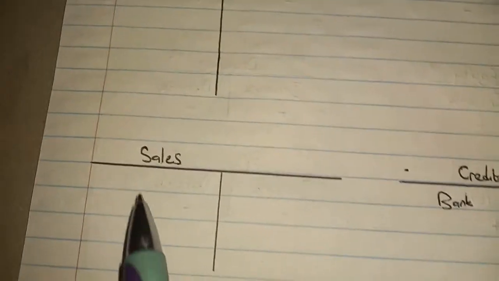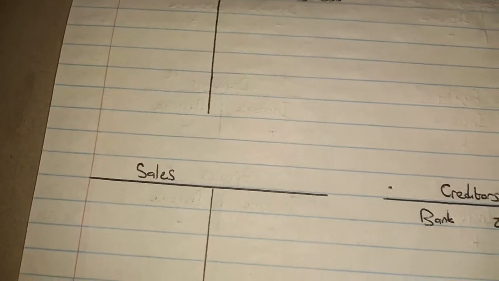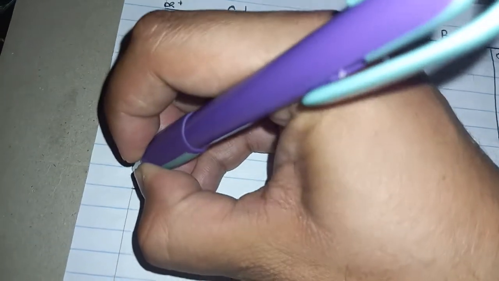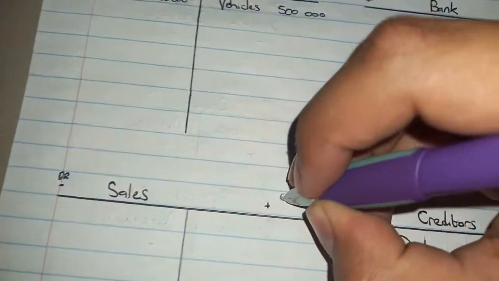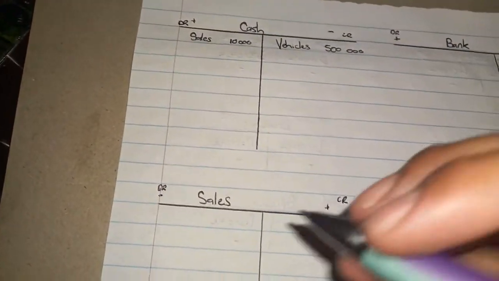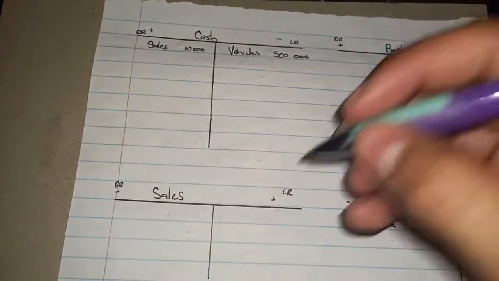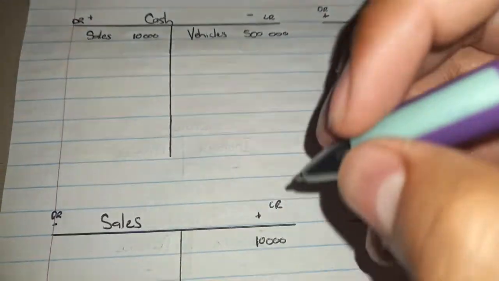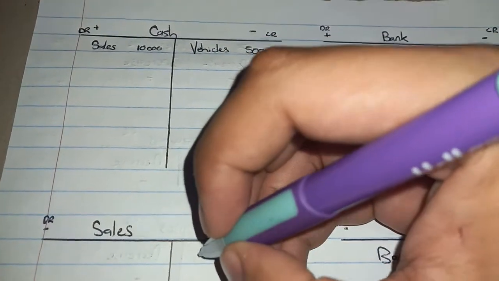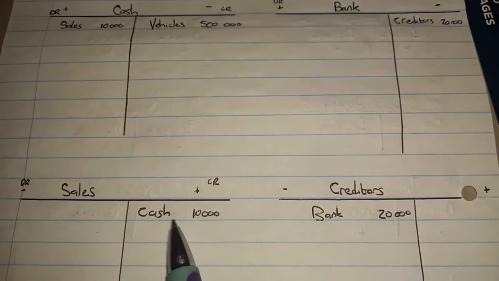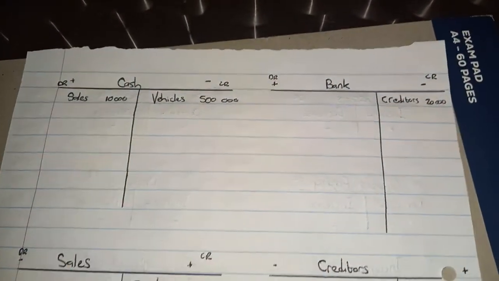So now we need a new T account for sales. Sales, which was an income, increase on the credit side and decrease on the debit side. Just writing my DR and my CR. And so the sales, seeing as you had more sales, the sales increase. So they increased by $10,000. And how did you make those sales? You made them via cash. So then you see again, double entry system, 10,000 there. There's your debit, there's your credit.